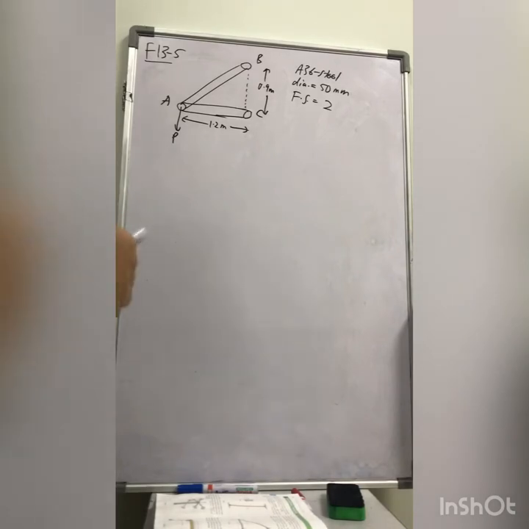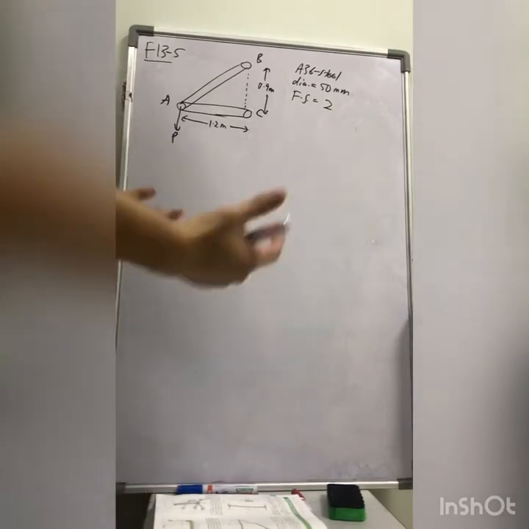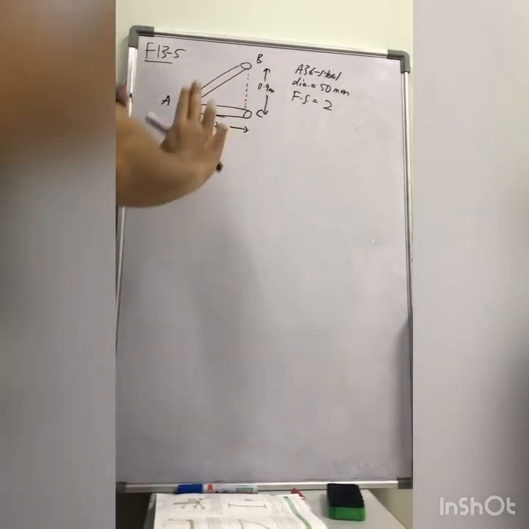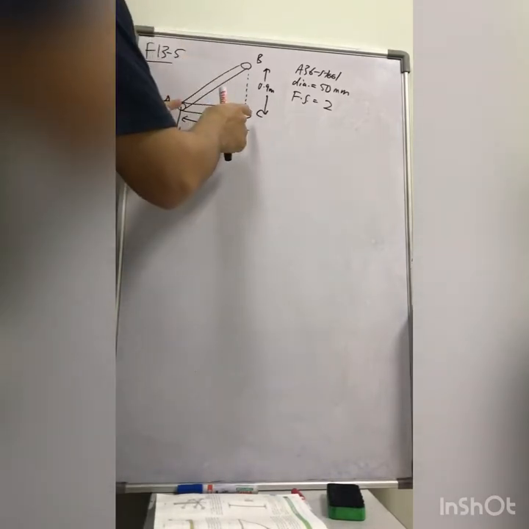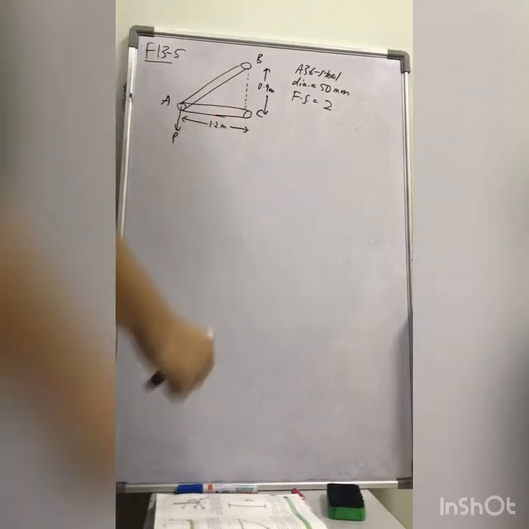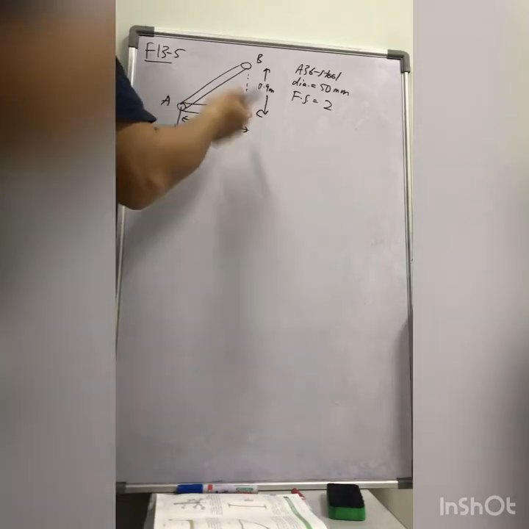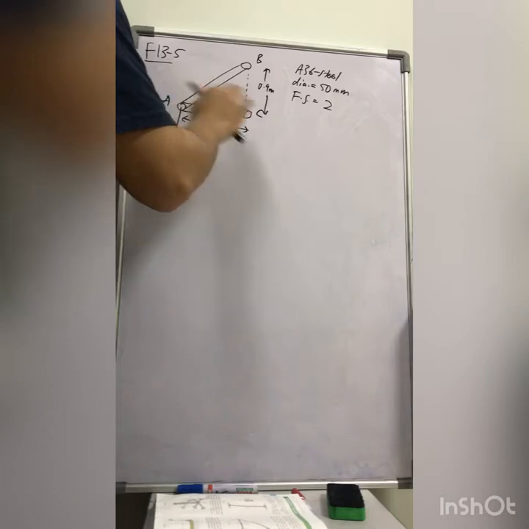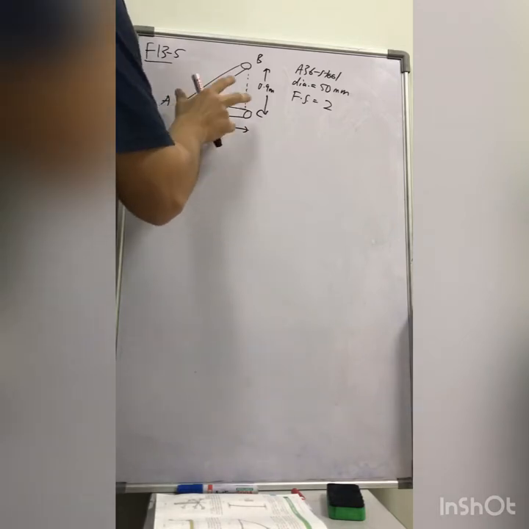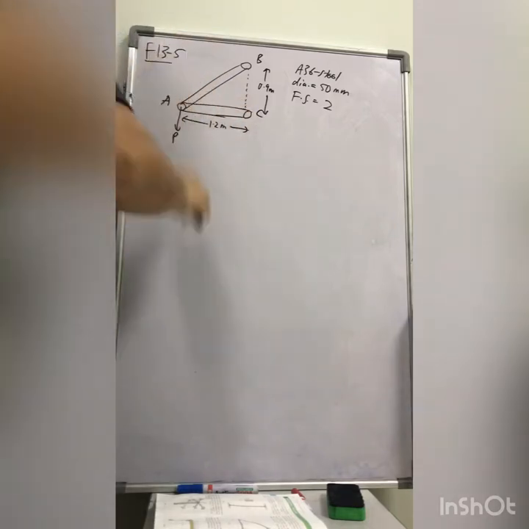Alright, so what is the idea? The idea is, because the question asks for AC not to buckle, you need to find the critical buckling load of AC, and then relate it with P to find the maximum P for AC not to buckle.